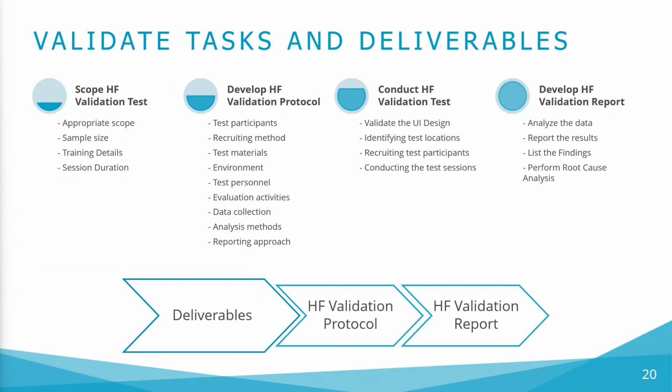The tasks we will perform during the validate step are: scope HF validation test. The first step in conducting an HF validation test is to define an appropriate scope. This is important both to ensure the test will meet regulatory expectations but also for project planning and budgeting purposes. Key scope details that we must finalize include the test sample size based on the number of distinct user groups, whether the test participants will receive training prior to their test sessions, and the training and test session duration.